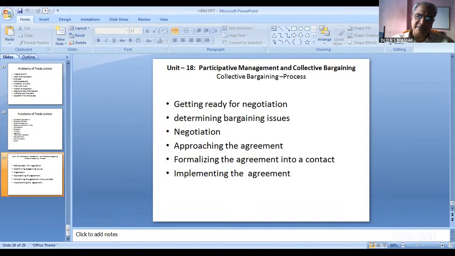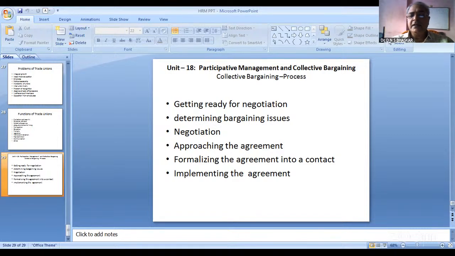Yes, I accept. You accept. That is win-win. Win-lose is not correct. Both sides must win. And determining the bargaining issue means on what issue we are going to fight with each other, or on what issue we are going to discuss with each other. What may be the common consultation? What is the common importance of the problem? All those aspects must be clearly understood by both parties in the collective bargaining process.